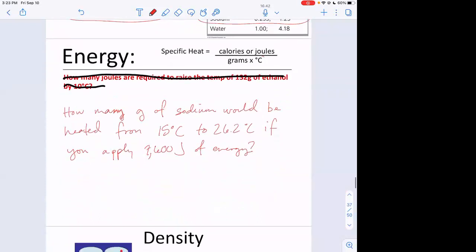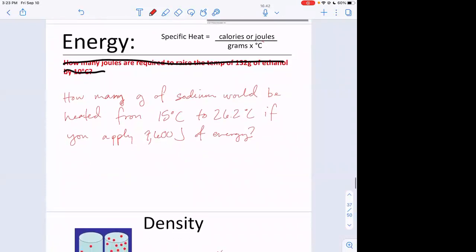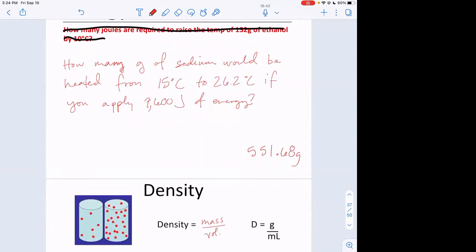All right, anybody think they have it? Jesse, right? 551.68 grams. Okay, we're going to see if you're right or not. So how do we work this? Somebody tell me what's the first thing I need to do?